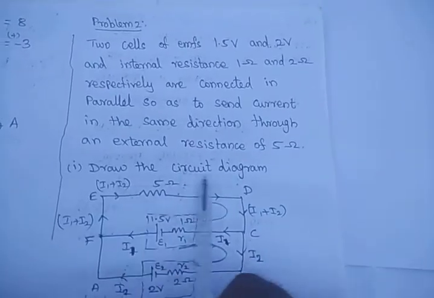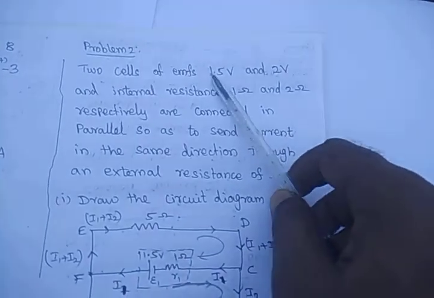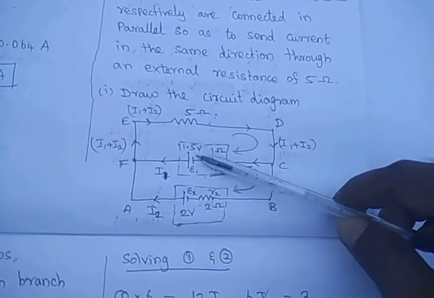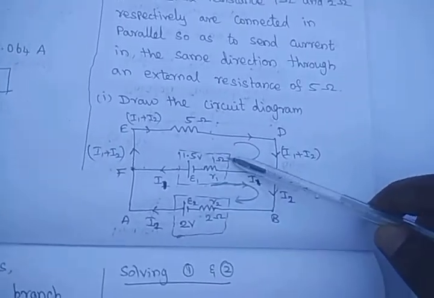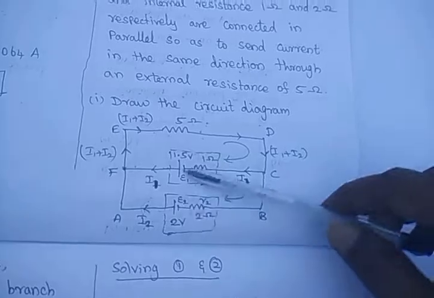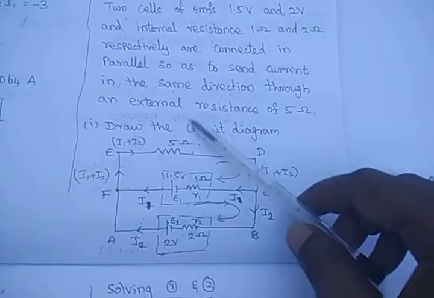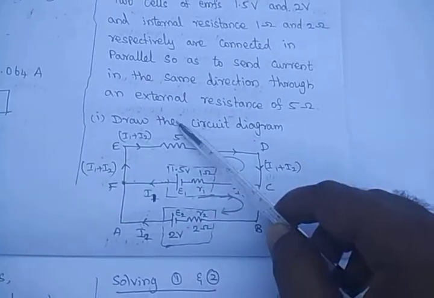The first question is to draw the circuit. We have to draw the two cells in parallel, that is EMF E1 and EMF E2, with internal resistances R1 and R2. Both are in parallel, and they will be in parallel with the 5 ohm external resistor.